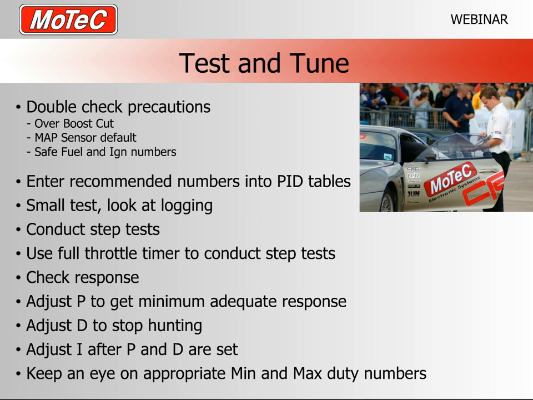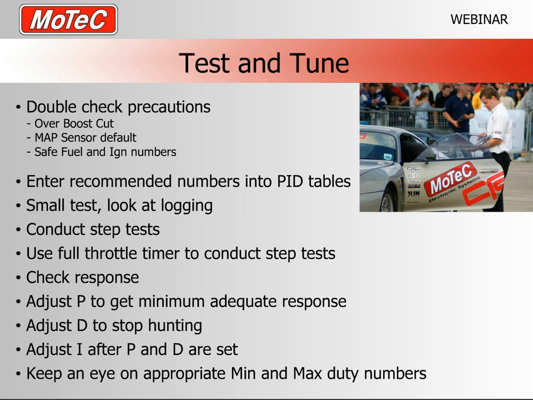So initially start with low P numbers, low D numbers, and gradually beef up the P enough to get a good enough response to the request. Once that's done, then manipulate the D around to stop hunting and get it operating in a reasonable fashion without too much hunt. And then use the I at the end of it all to eliminate any minor errors. Keep the numbers as low as you can to achieve the minimum required response for what you're doing.